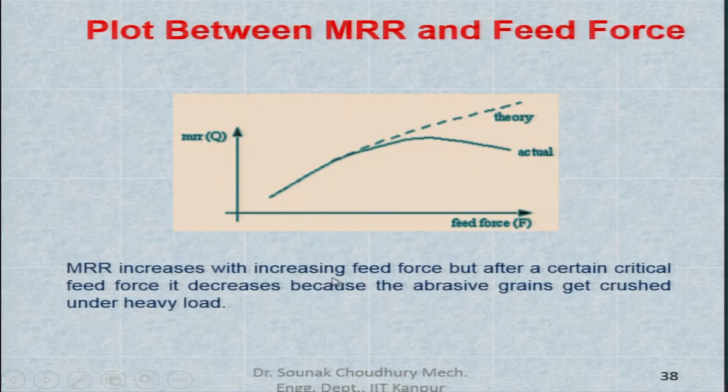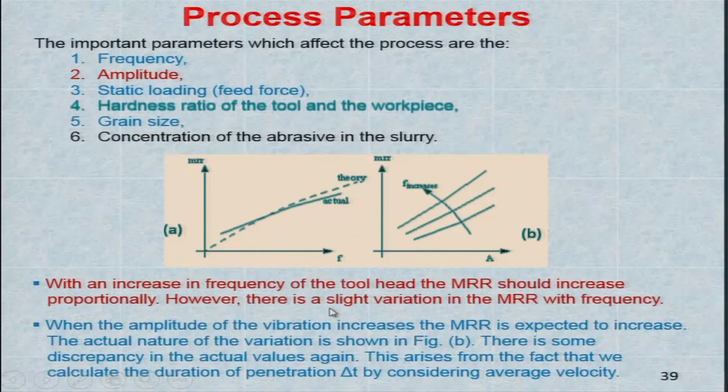So MRR increases with increasing feed force, but after a certain critical feed force, somewhere here in this case, it decreases because the abrasive grains get crushed under the heavy load, as the feed force has become too high. And the other process parameters in abrasive machining processes are the frequency, amplitude, static loading, which is the feed force, hardness ratio of the tool and the workpiece, grain size, concentration of the abrasive in the slurry, and so on.